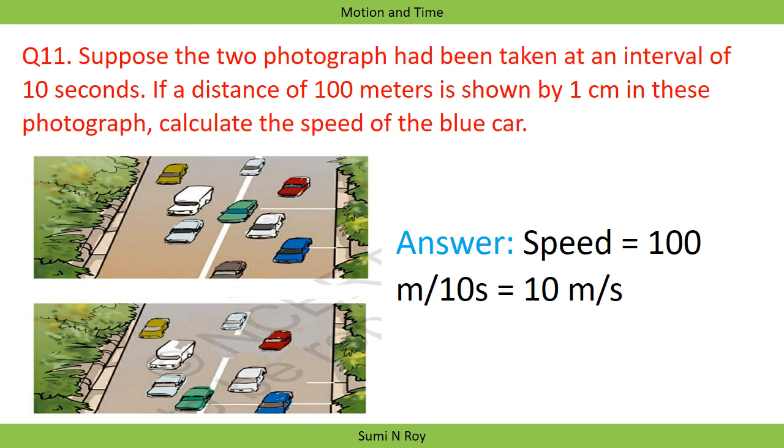So students, we are not accurate with the answer because it's a picture reading. So just write this answer as 10 meters per second, because we cannot say that the covered distance is 1 centimeter only. We have just supposed that the blue car has covered a distance of 1 centimeter, meaning 100 meters.